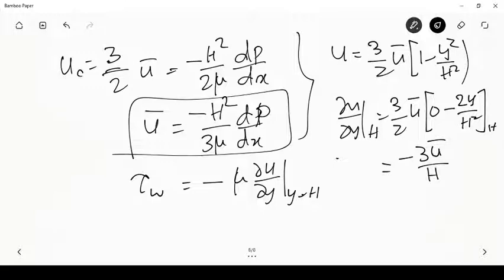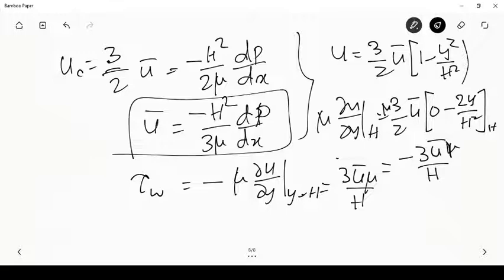This is multiplied by mu, of course. The tau wall will actually be this. This is del u by del y, and therefore mu del u by del y. I'll put a mu here, so you get a mu, right? So that is the expression for this. With a negative sign, this minus would disappear. So this is actually going to be equal to 3 u bar mu by h. Okay, so that is the expression that I get.